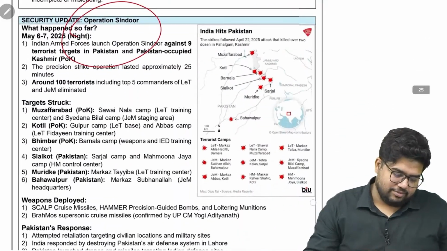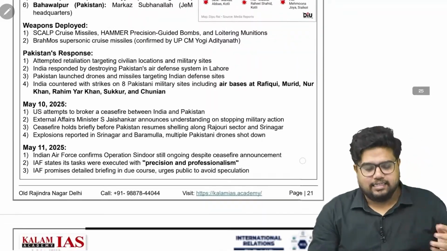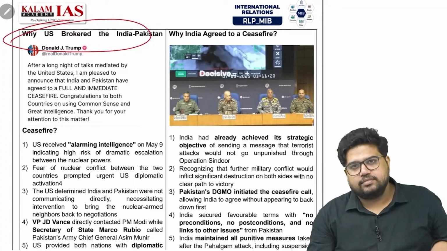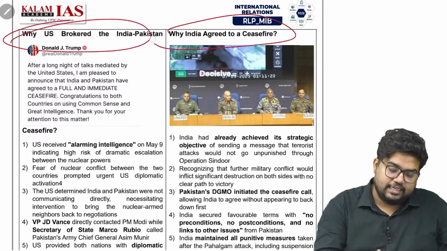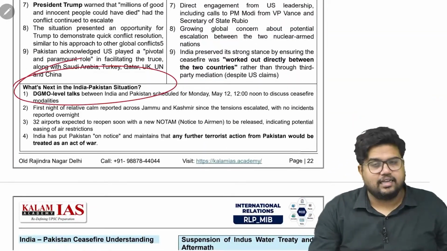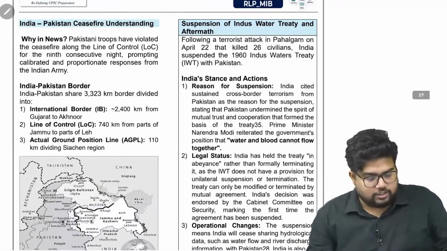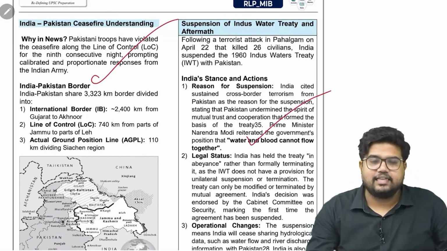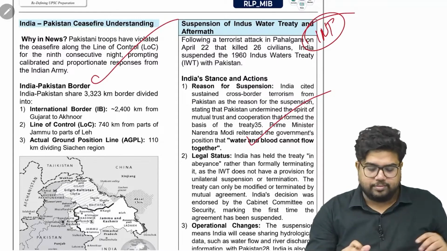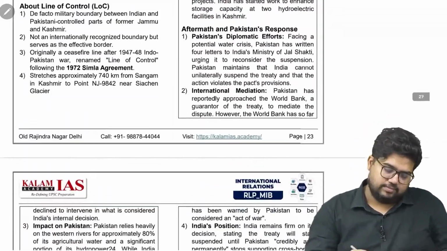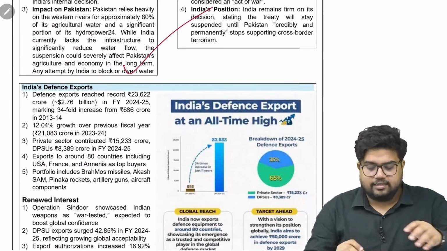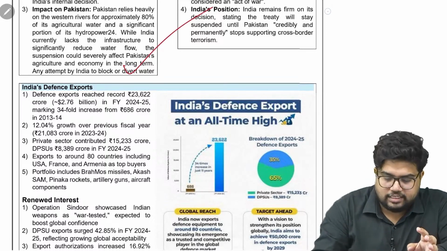Then security update: what happened after the attacks, what was the response, why the US brokered the ceasefire between India and Pakistan, why India agreed to the ceasefire, all these aspects we have covered. What is next in line, what is the future, all these aspects have been covered. The Indus Water Treaty is also very important for this year's mains. You can go through the material and you will get enough idea. I'm not discussing too much into this. In the context of war, an important aspect is defense diplomacy.